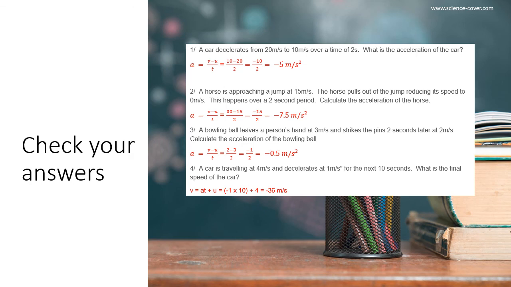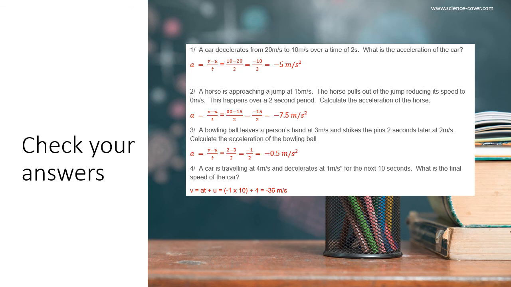In question 2, we have a horse approaching a jump at 15 meters per second. It pulls out of the jump and its speed reduces to 0 meters per second. This happens over a 2-second period. What's the acceleration of the horse? V minus u this time is 0 minus 15 divided by the time of 2, so we end up with minus 15 divided by 2, which is equal to minus 7.5 meters per second squared.